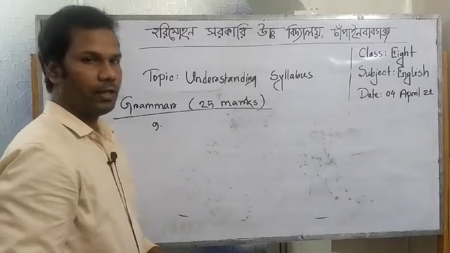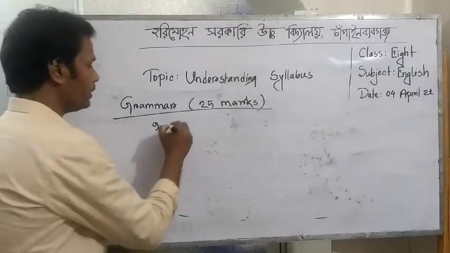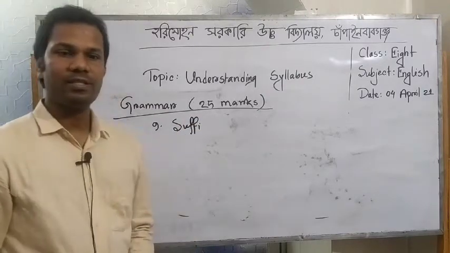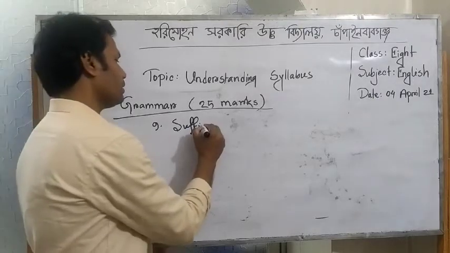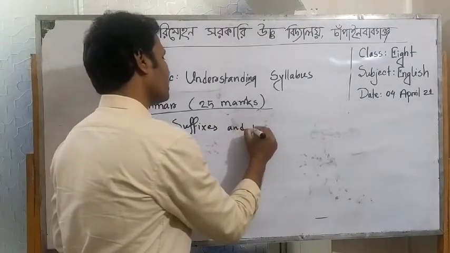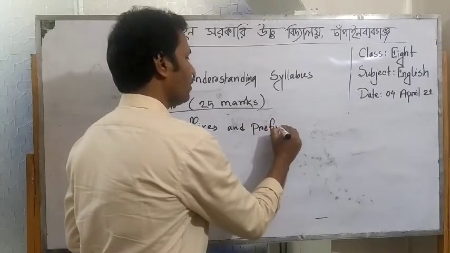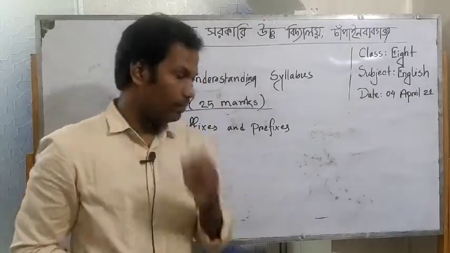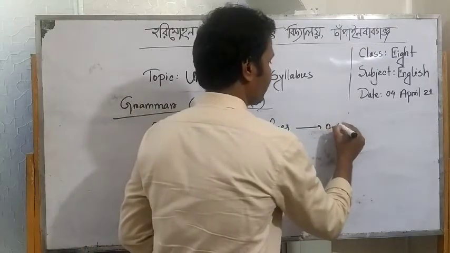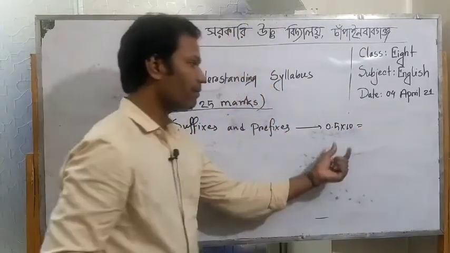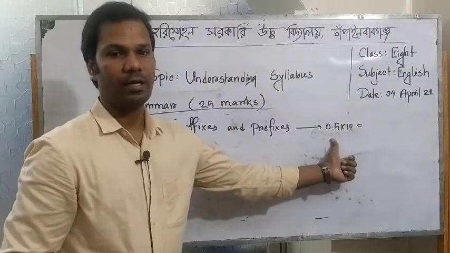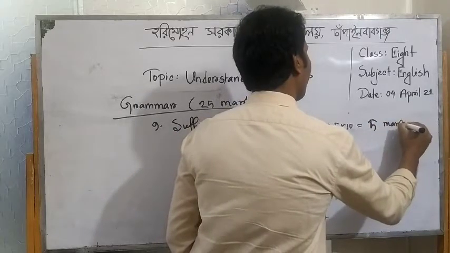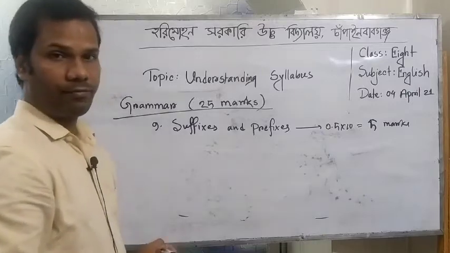Let's have a look at number 9. I think it would be suffixes and prefixes. What are the items? Suffixes and prefixes. And here the gaps are 10, and each gap carries 0.5 marks, that means half marks. It will be 5 marks. It will carry 5 marks, right?